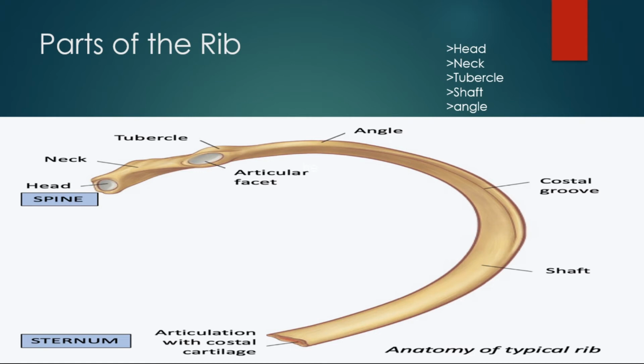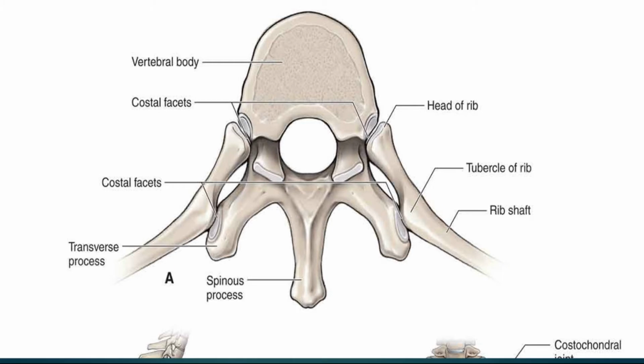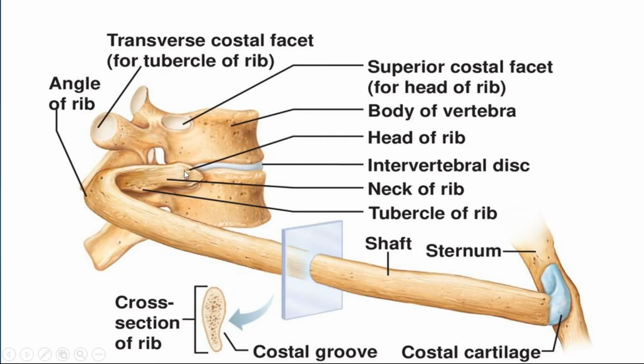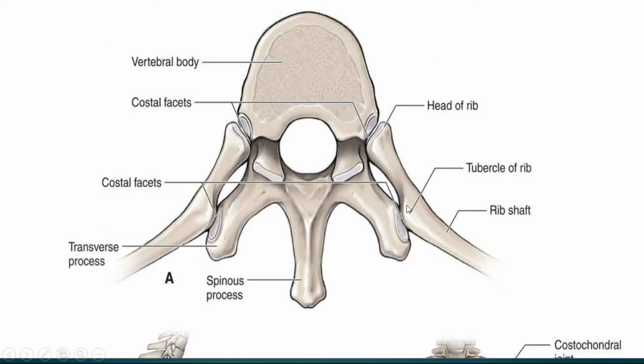Let me first explain the typical rib and show you how it articulates with the vertebrae. This picture shows the articulation of the rib with the vertebrae. This is the head of the rib. The head has two facets. The larger one articulates with the vertebra of the corresponding number, and the smaller one articulates with the costal facet of the body of the vertebra immediately superior to it. See, one rib is articulating with two vertebrae.